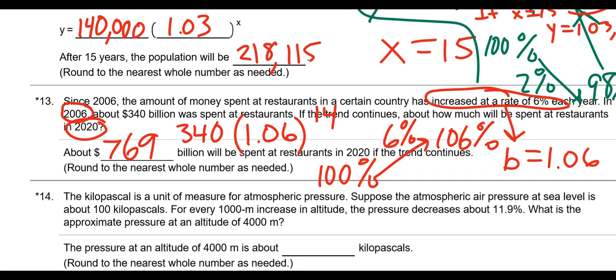769 billion. I don't care if a kid puts 768.7. The rounding issue to me isn't the big deal. Showing me the work, showing me what you plugged in, that's the big deal. And getting an answer that does round correctly is good too.